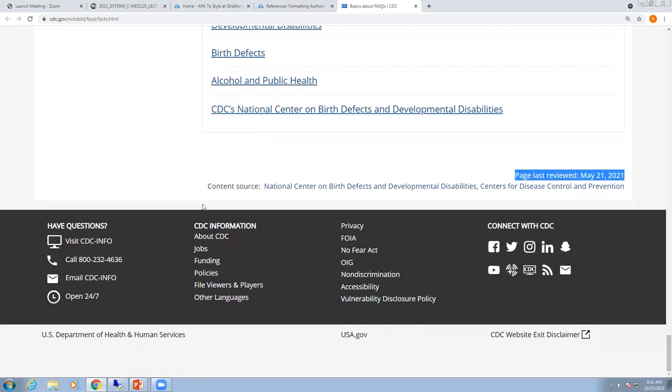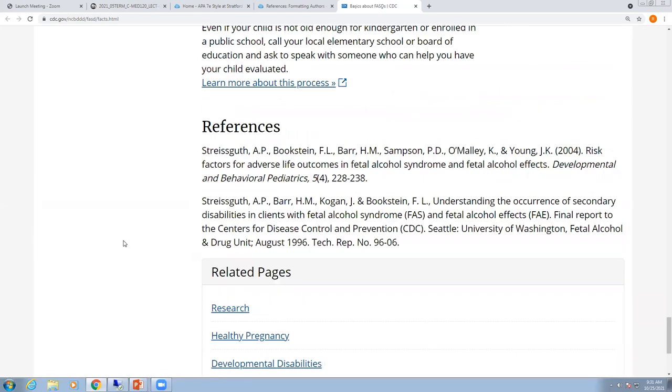Now, what you want to be very careful of, a lot of times you will find copyright dates right at the bottom of a website. Don't use the copyright dates as the date of publication, because that's the copyright date of the entire website. That doesn't mean that the information on particular pages were actually published on that date. So don't use the copyright date.